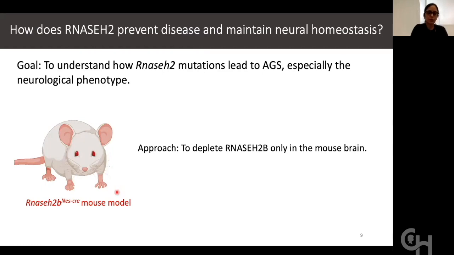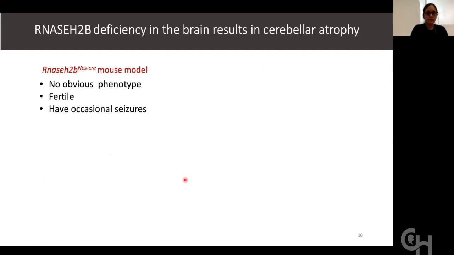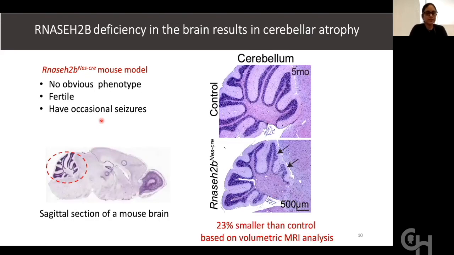In this mouse model, RNase H2 is deleted only in the brain, and the other parts of the body have normal RNase H2. This mouse model doesn't show any obvious phenotype, and these mice are fertile. However, occasional seizures have been reported in these mice. Next, we looked at the brain of these mice. We noticed that certain regions of the brain were affected in these mice.